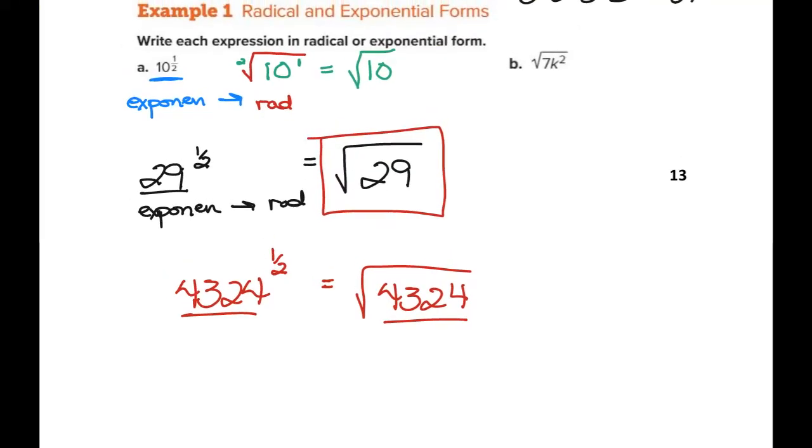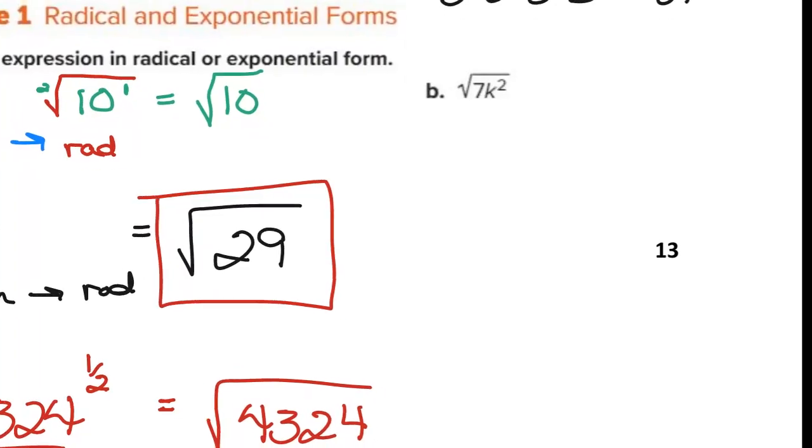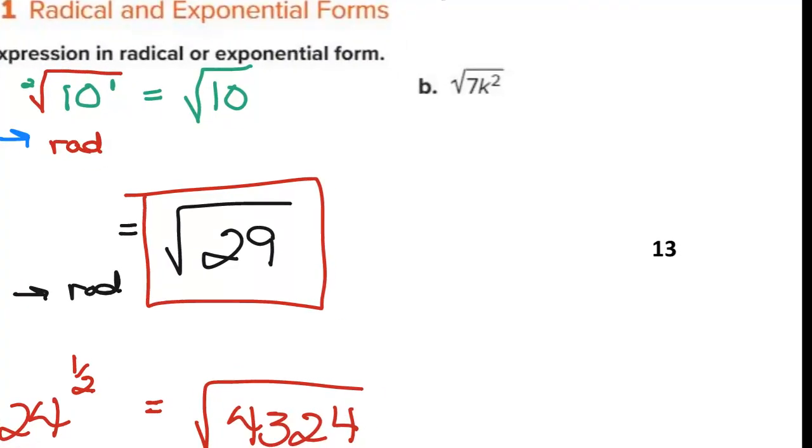Okay, let's go to this one over here. So letter B says, I want the square root of 7k squared. Okay, 7k squared. So here is what's under the radical. First of all, write that as it is, 7k squared.